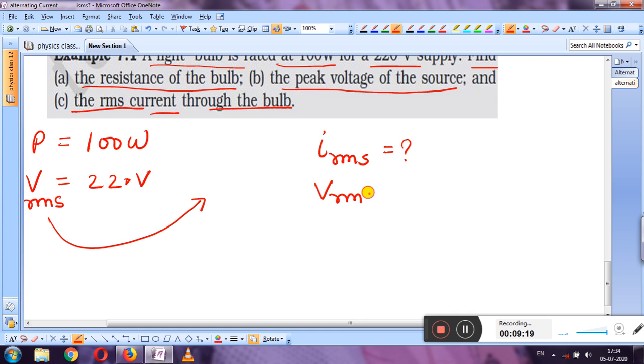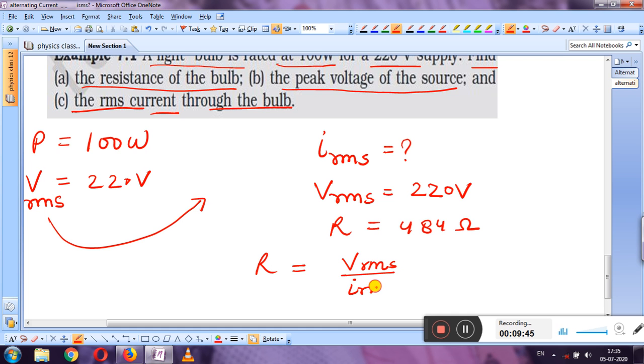Vrms is given. Vrms is 220 volt. Resistance in the first part we found it is equal to 484. V, I, R, all the three things are given. Using Ohm's law we can write R is equal to Vrms upon IRMS, which will give you the answer. Achha bachon, here we do not have to find resistance, we have to find out current. Okay, so we will write the formula for current directly.